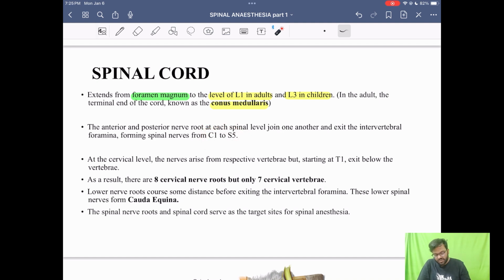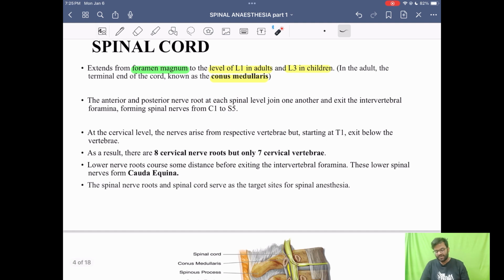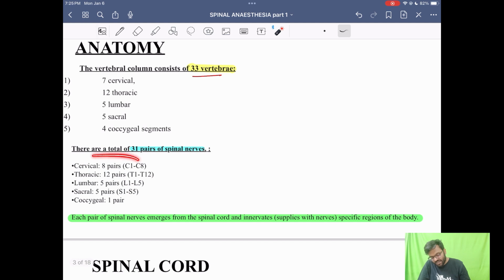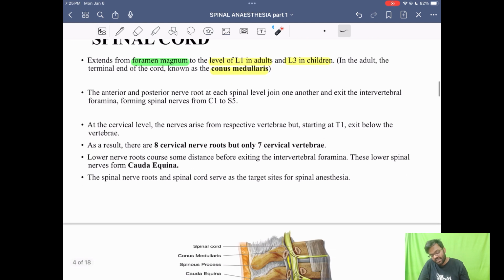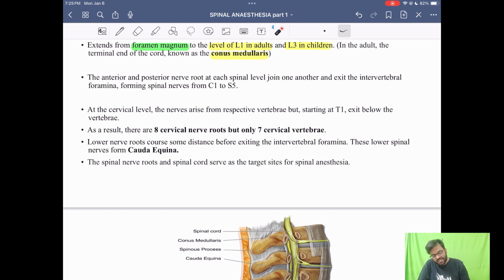One thing here: we discussed there are 8 pairs of cervical nerves, but there are 7 cervical vertebrae. Why? At the cervical level, the nerve arises from the respective vertebra, but after T1, the nerves start exiting below the vertebra. So there are 8 pairs of cervical nerves for 7 cervical vertebrae.